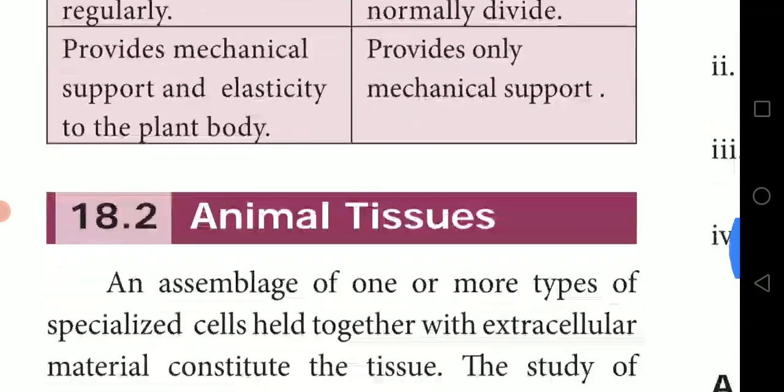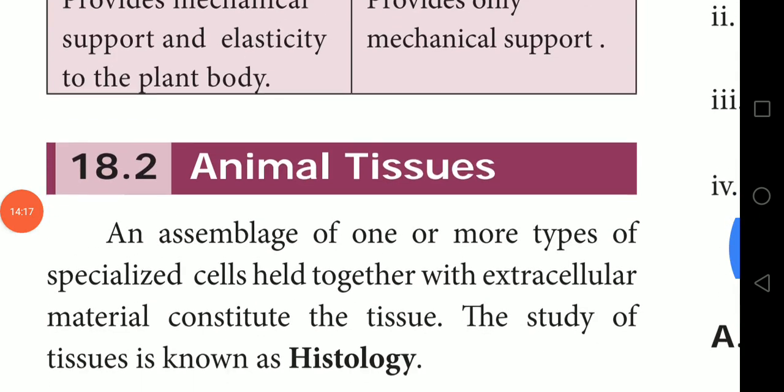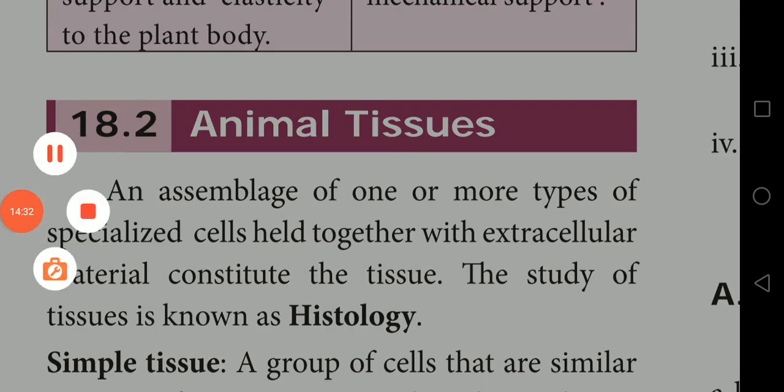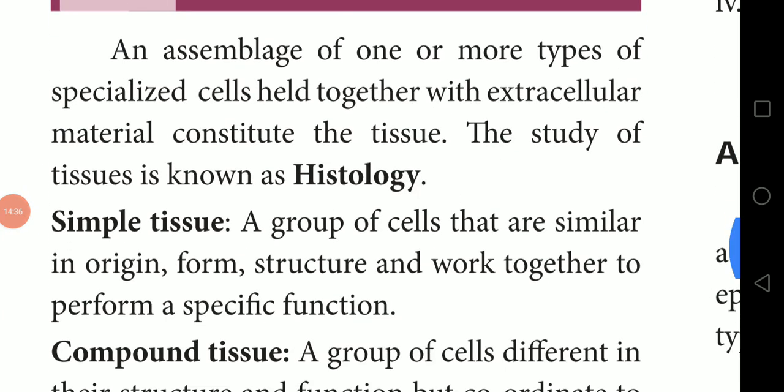Okay. Then next we are going to see animal tissues. What are animal tissues? An assemblage of one or more types of specialized cells held together with extracellular material constitutes the tissues. The study of tissues is known as histology. One word they'll ask you, important, just underline it. That is what we call animal tissues.